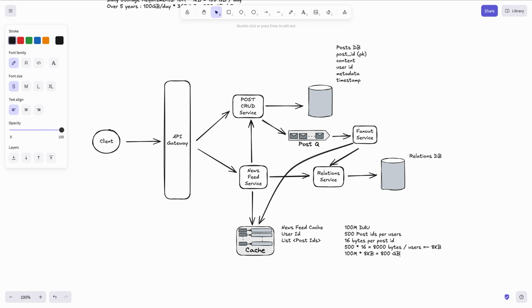Now, how many Redis instances would we need for this? Let's assume that a single high-end Redis instance can handle about 100 GB of data.